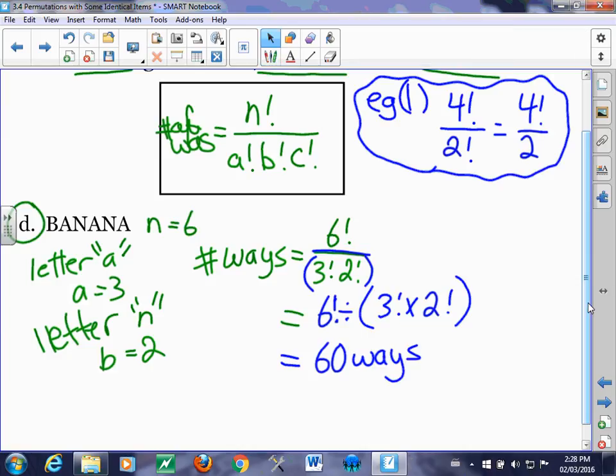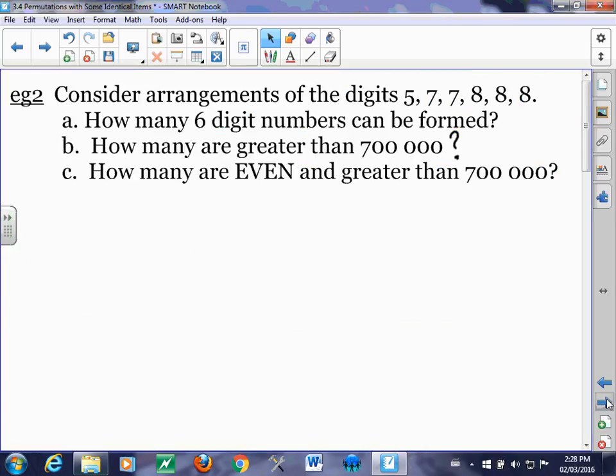Okay. Awesome. Let's try one final example, but this one's going to take you a little bit longer, so make sure you've got lots of room for this example, okay? All right. So consider arrangements of the digits 5, 7, 7, 8, 8, 8. So notice we have a double and a triple, okay? A says how many 6-digit numbers can be formed?